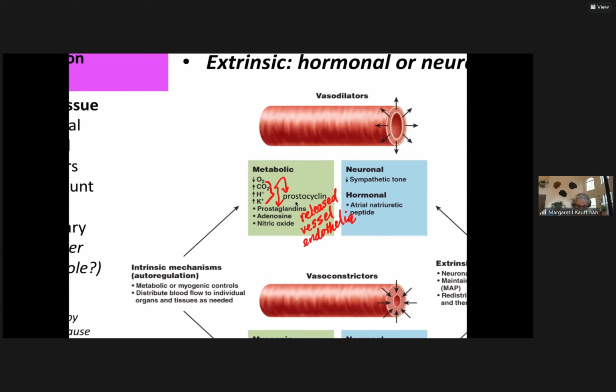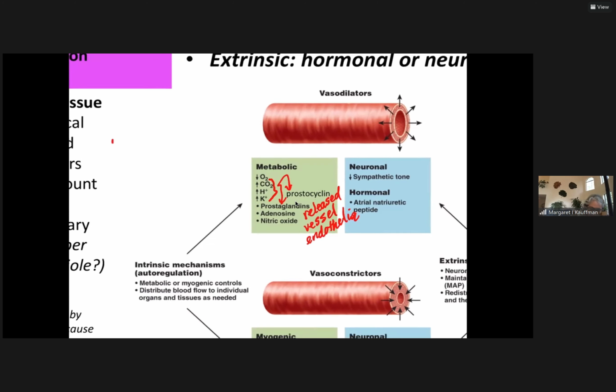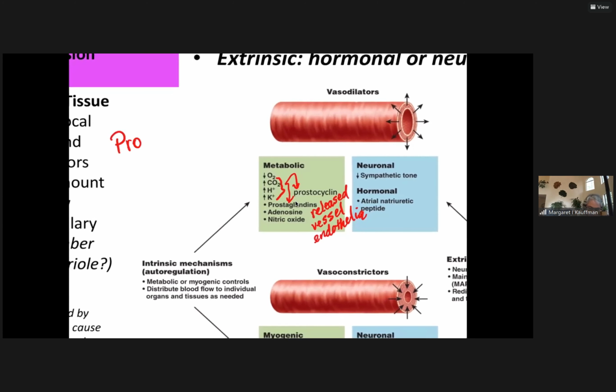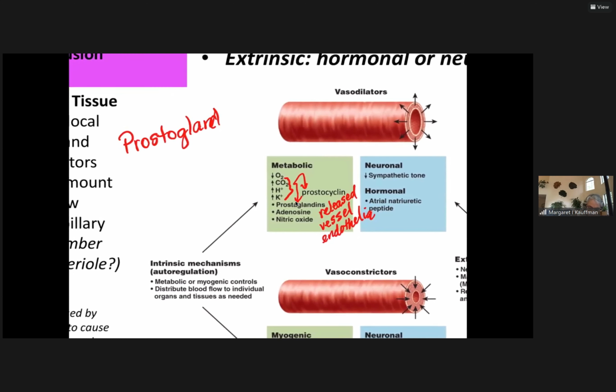Now I want to just spend a second talking about prostaglandins, because this is a large group of molecules. And it's often going to be used kind of indiscriminately. There are many, many types of prostaglandins. So it's not that every prostaglandin is a vasodilator. There are specific examples. And one of those is prostacyclin.